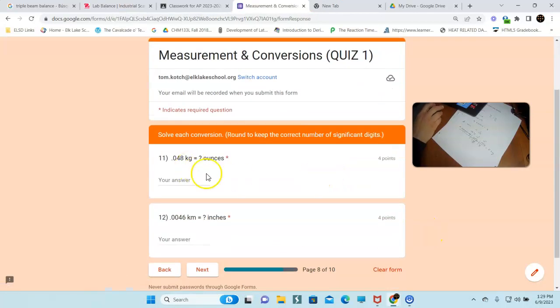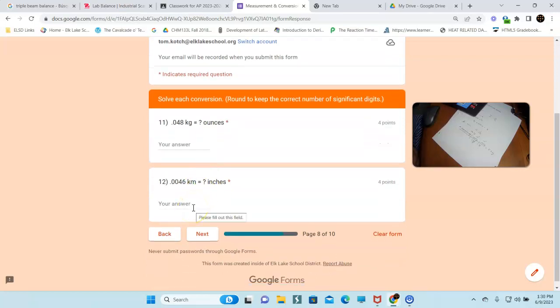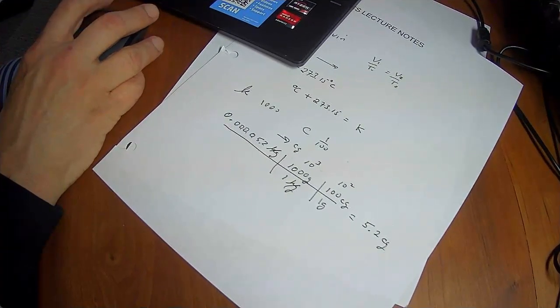Okay, now kilogram to ounces, you might have to look up this conversion factor. It's about 28 grams per ounce. Double check that though. So you go from kilograms to grams and then grams to ounces. Down here you've got kilometers to inches. Well, there are 2.54 centimeters in 1 inch. So you'd have to work through those conversions. Those are some that you may need to look up.